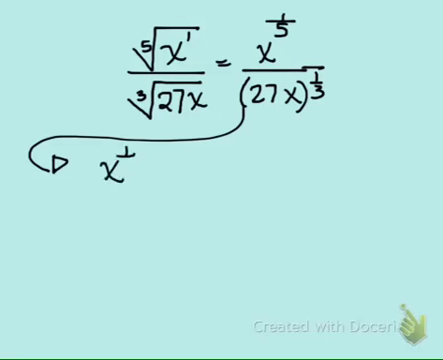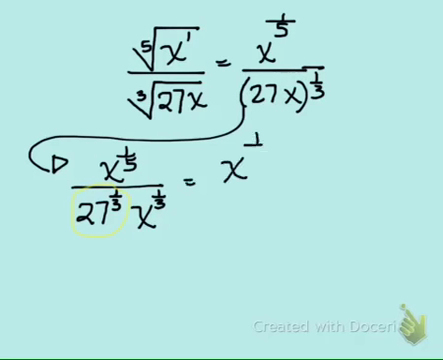Can't really simplify the top, but I can simplify the bottom. That will become 27 to the 1/3 power and x to the 1/3 power using my power rule. If you put this in your calculator right here, you will get that the cube root of 27 is actually 3. And you don't always get a perfect cube, unfortunately.